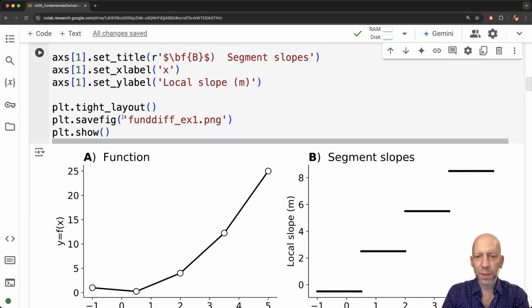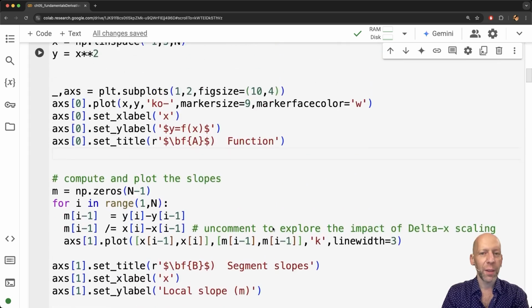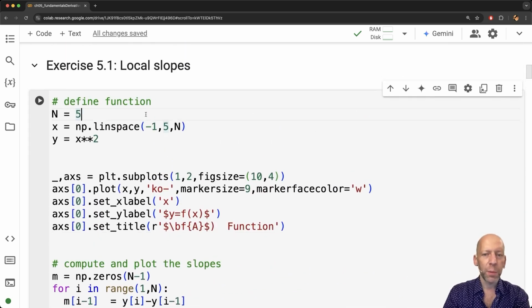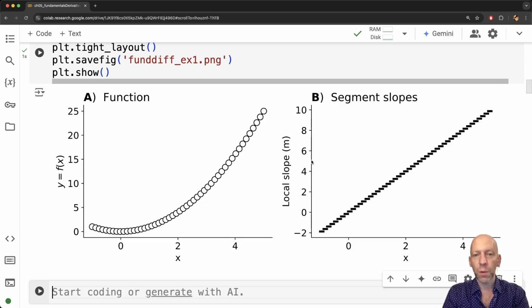So let me see. Here the values go roughly from 0 to 8, and it looks like just a straight line going up. Okay, those are the two observations. Now I'm going to make this n equals 50, and let's see what those two observations still look like.